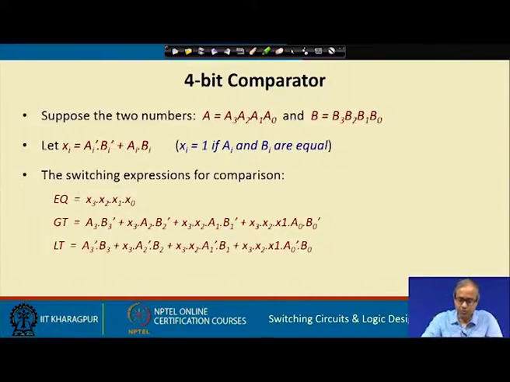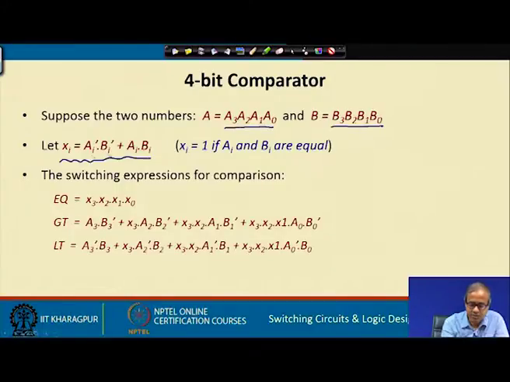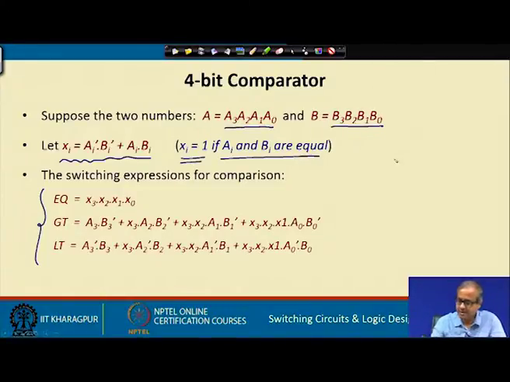Now, when we talk about a 4 bit comparator, suppose I want to design a 4 bit comparator. There are 2 4 bit numbers, A0 to A3 and B0 to B3, let us say. Let us introduce a symbol called Xi, which is the equivalence of Ai and Bi. That means the XNOR function. That means Xi will be 1 if Ai and Bi are equal. Now, with this notation, we can directly write down the expressions for EQ, GT, and LT. A and B will be equal if all corresponding bits are equal. That means X3 is 1, X2 is 1, X1 is 1, and also X0 is 1, just the AND of all 4.